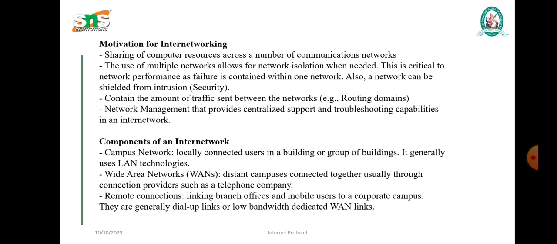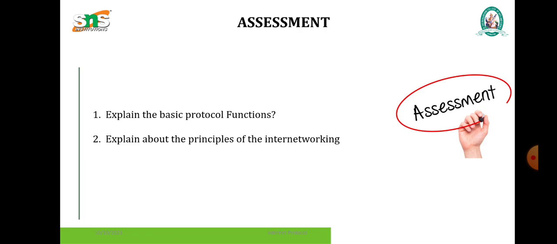Components of an internetwork. Campus network: locally connected users in a building or group of buildings. It generally uses LAN technologies. Wide area networks: distant campuses connected together, usually through connection providers such as the telephone company. Remote connections linking branch offices and mobile users to the corporate campus. They are generally dial-up links or low bandwidth dedicated links.